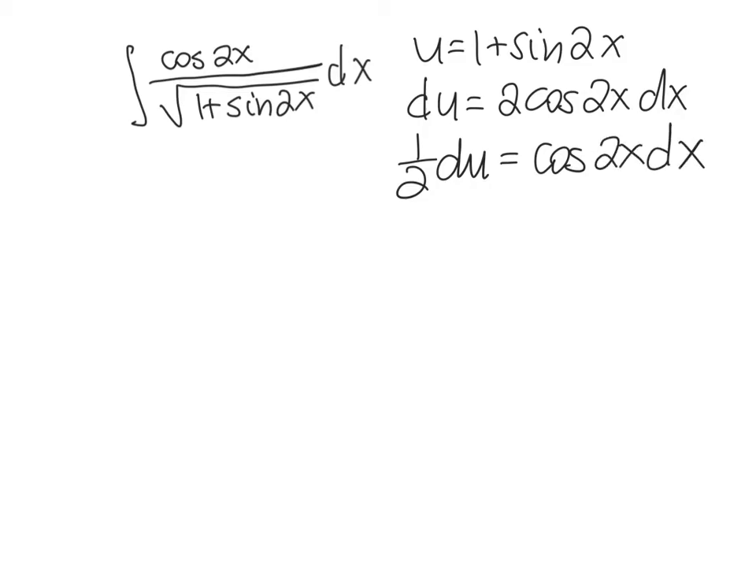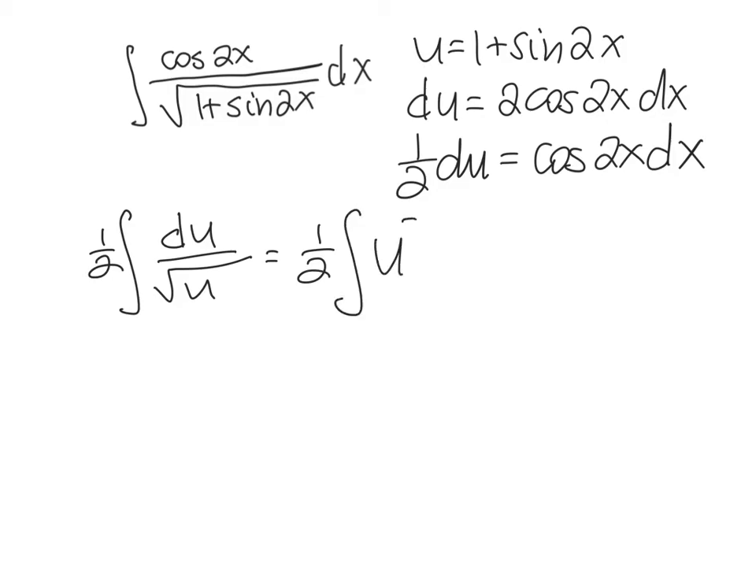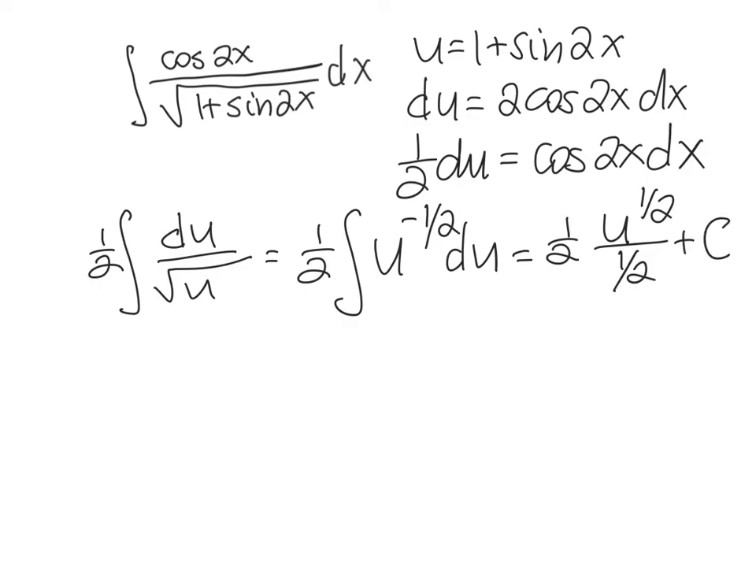Now let's rewrite this in variable u. The numerator is cosine 2x dx, which is 1/2 du over the square root of u. And this is a basic integral, 1/2 times the integral of u to the minus 1/2 du. So this is 1/2 u to the 1/2 over 1/2. The 1/2s cancel. And this is just u to the 1/2 power, or the square root of u, plus c.